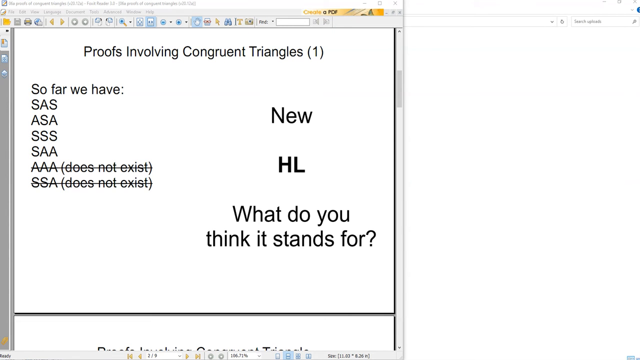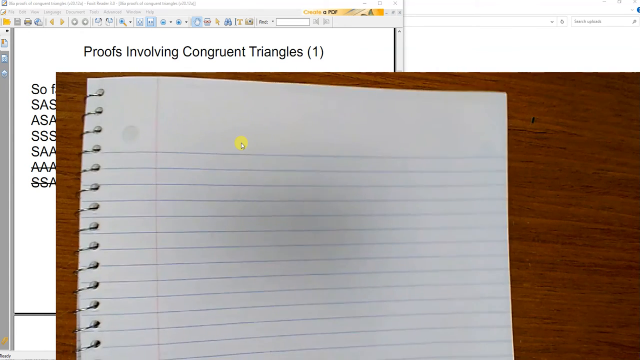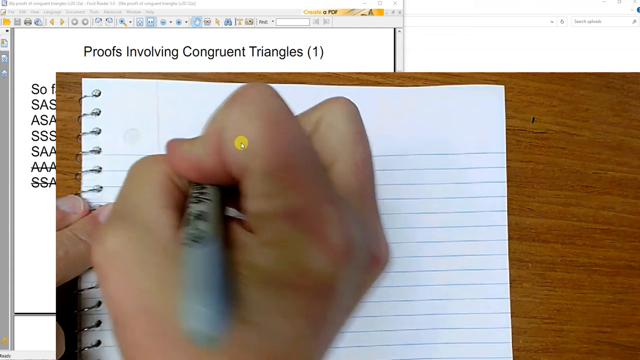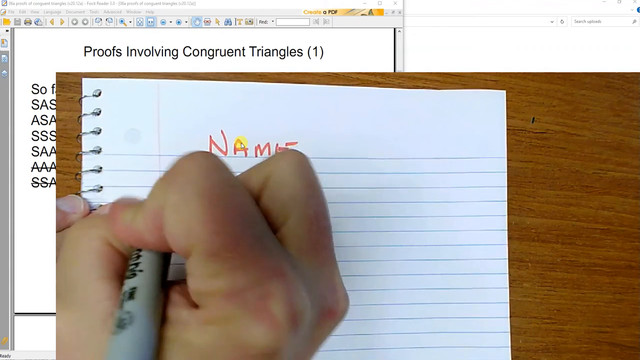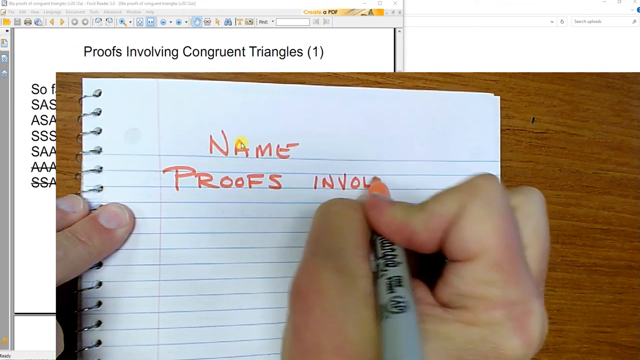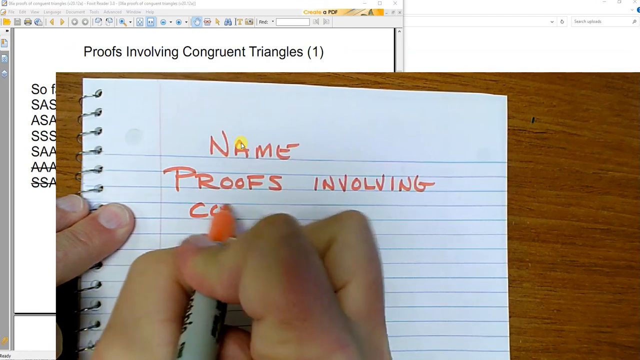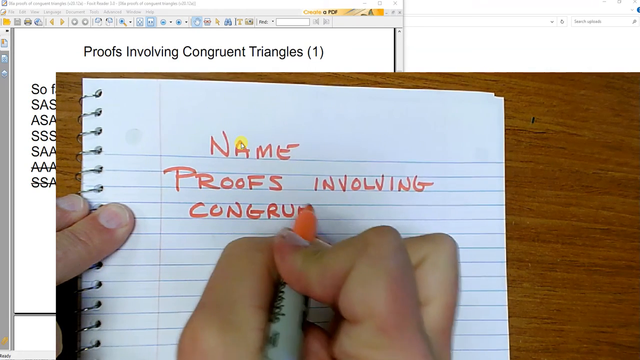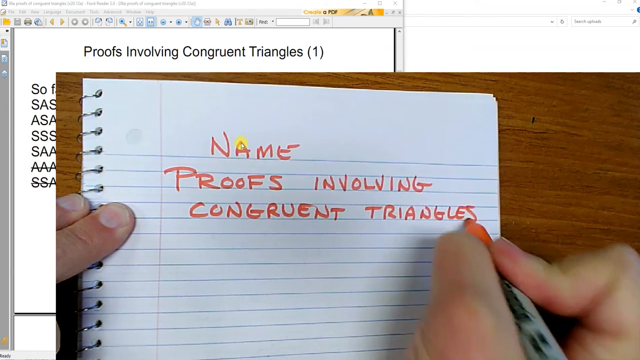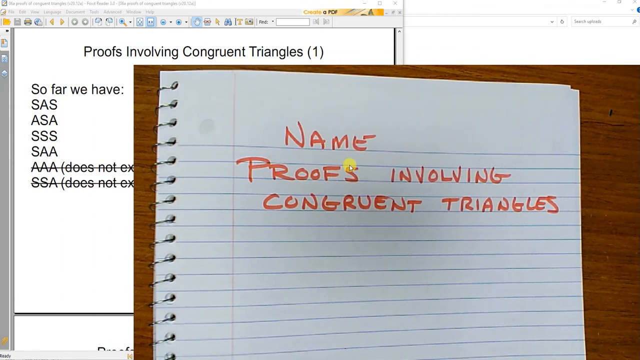Let's get back into those notes, or let's start the notes. Start with your name, and our title today is Proofs Involving Congruent Triangles. Get out your notebook. Proofs involving congruent triangles. Start with your name. We are going to list out what we know so far.